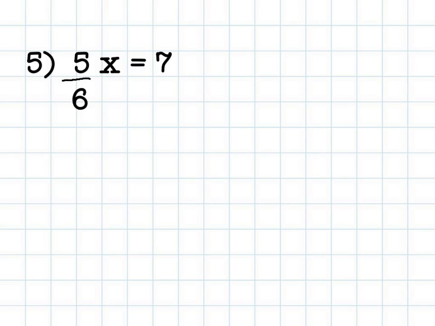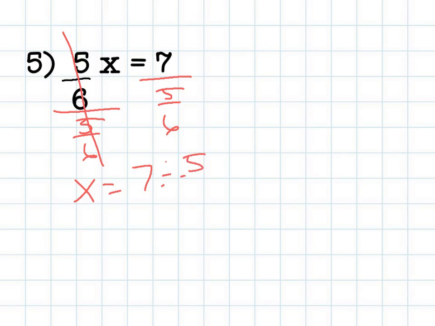Now, here's number 5. We end up with 5/6 x equals 7. Well, what operation is it? It's multiplication. So we undo multiplication by doing division. We divide both sides by 5/6. They cancel out. We're left with x equals 7 divided by 5/6. Remember, the rules for division are keep the first one, change to multiplication, and then use the reciprocal. Make the 7 into a fraction by putting a 1 underneath it, and then multiply going across since there's no canceling. 7 times 6 is 42, 1 times 5 is 5.